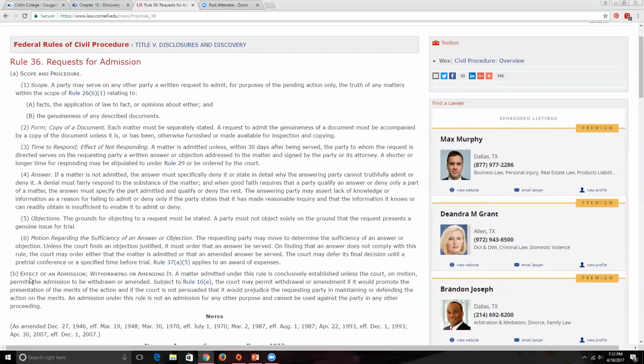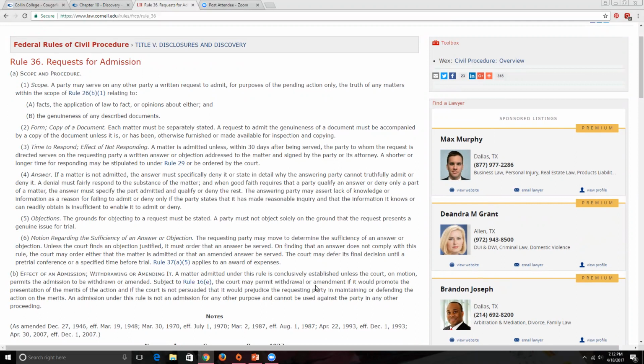So let's look at the effect of an admission. What happens when something is admitted? A matter admitted under this rule is conclusively established unless the court on motion permits the admission to be withdrawn or amended. So again, most of the time it's going to be established forever, but there's always that loophole. The court can, at its own discretion, its own decision-making process, look at that differently.